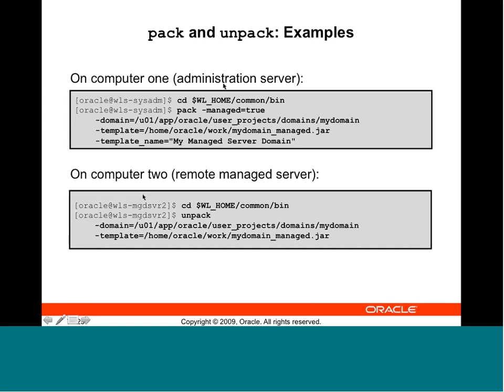Okay, so on one computer, which is the administration server, you will do this. Go to home bin and then use pack. Managed true, pass the domain, right? And you know domains directly. In our case, it is base domain. And template, my domain managed.jar, whatever the name is, it will create a template with that. Then template name, my managed server domain. And then on computer 2, you are just going there and unpacking. So in our case, it's going to be template name equals base domain. That's it. And template home WebLogic. So that's going to be my domain, base domain, base domain managed jar or whatever is created.